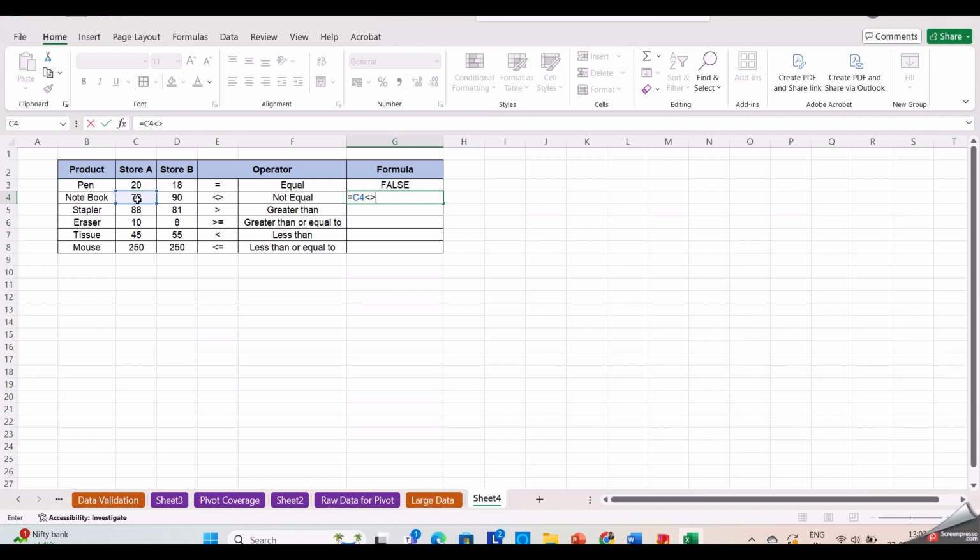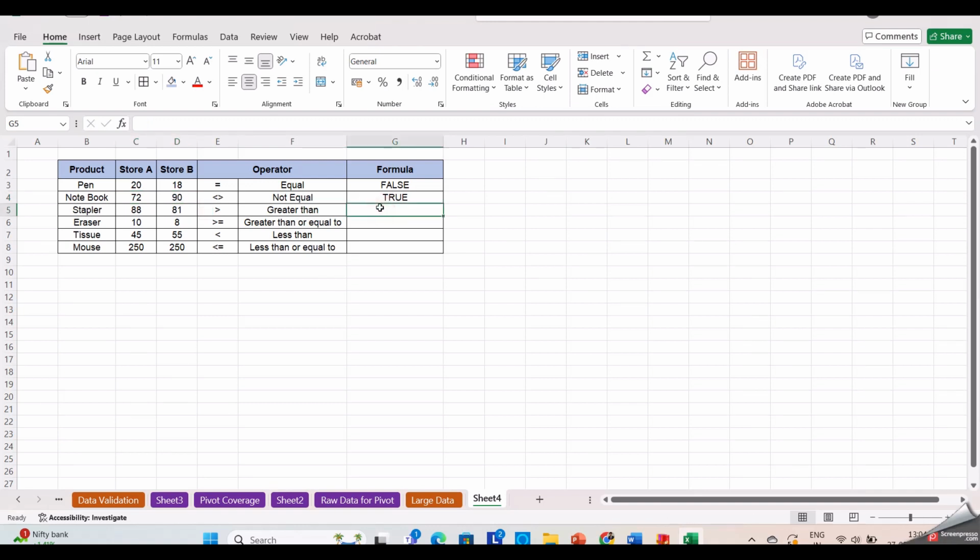Equals. Now I am selecting the price of the notebook in store A. Then I am using this not equal symbol. Now I am selecting the price of the notebook in store B. Now I am clicking on enter. Here you can see we have got the result as true. That means the price of the notebook in store A and store B are not equal.